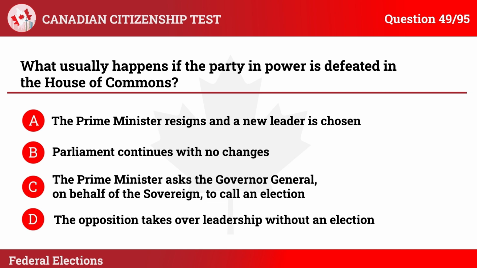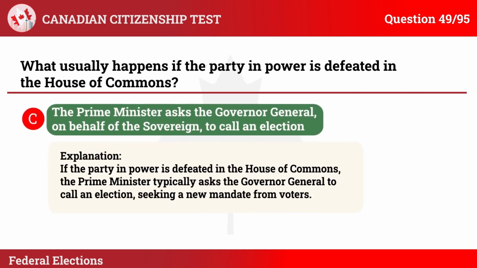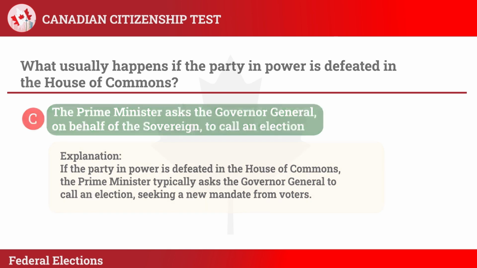The correct answer is C. The Prime Minister asks the Governor-General, on behalf of the Sovereign, to call an election. Explanation: if the party in power is defeated in the House of Commons, the Prime Minister typically asks the Governor-General to call an election, seeking a new mandate from voters.